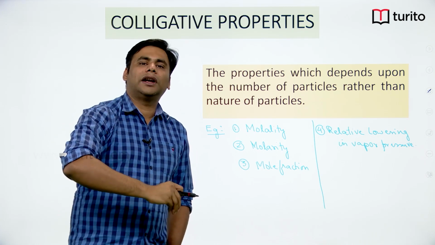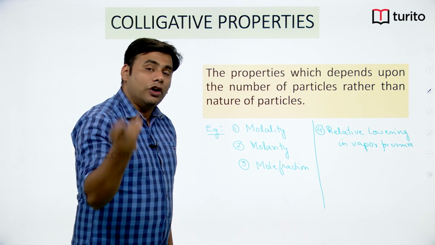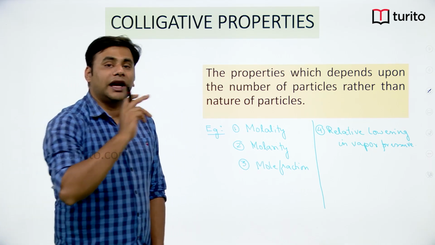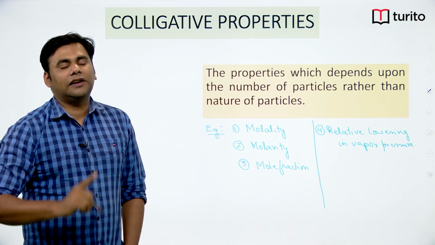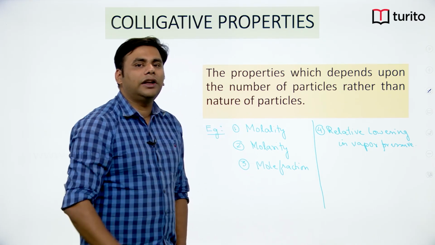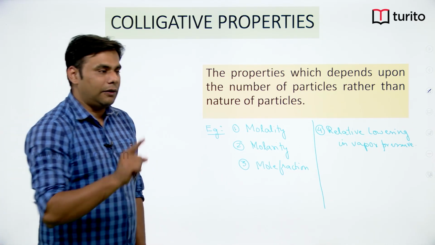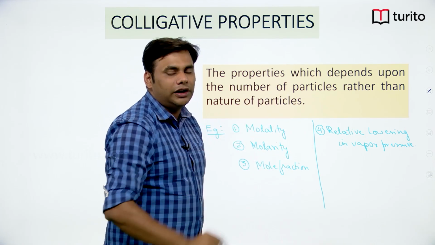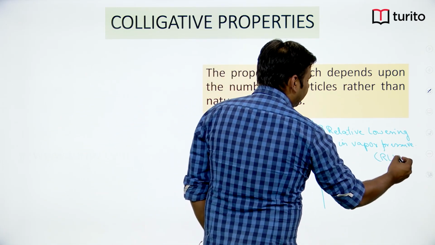Now when you add a non-volatile solute to it, we know that the vapor pressure of the solution would decrease. If you add more solute particles, the vapor pressure would decrease to a much larger extent. So we say that relative lowering of vapor pressure is a colligative property. Vapor pressure itself is not a colligative property, because lowering of vapor pressure depends upon the number of particles. Lowering is a colligative property because relative lowering depends upon the number of non-volatile solute particles added. This is also abbreviated as RLVP.